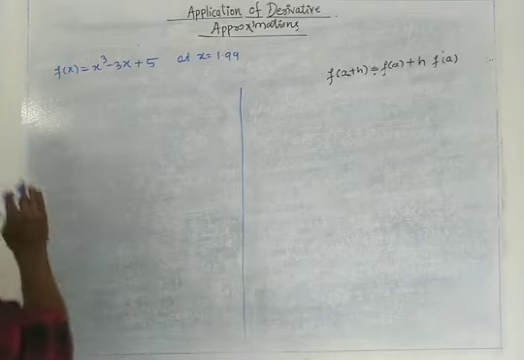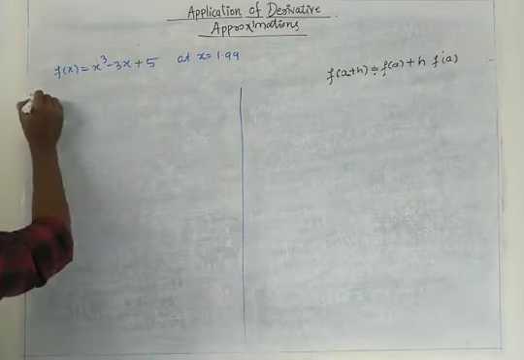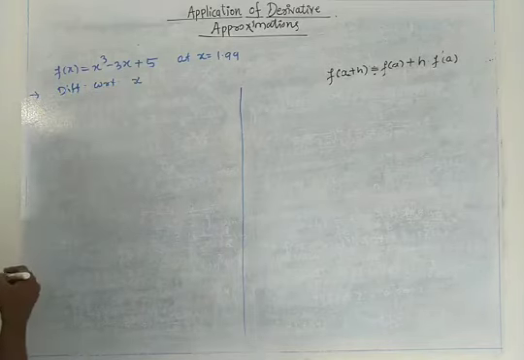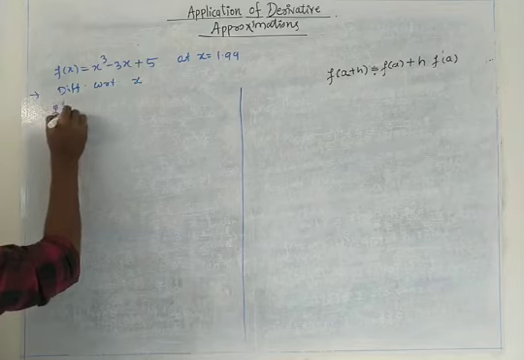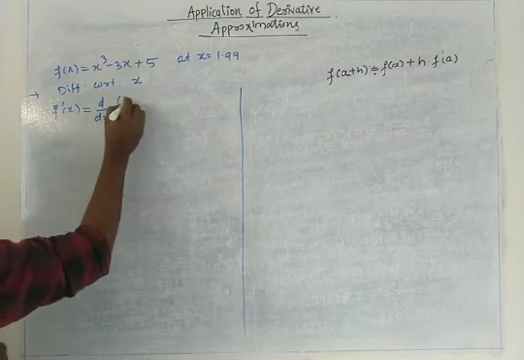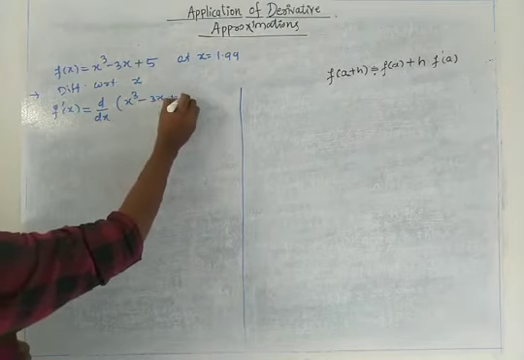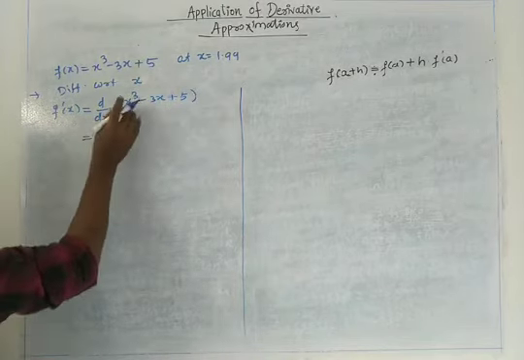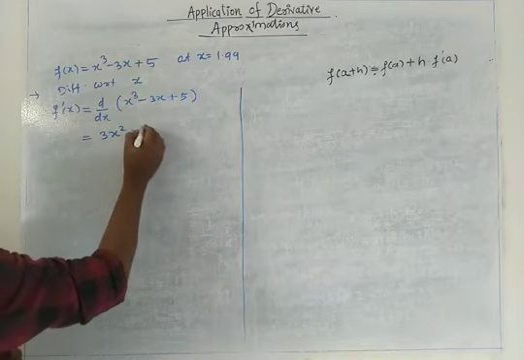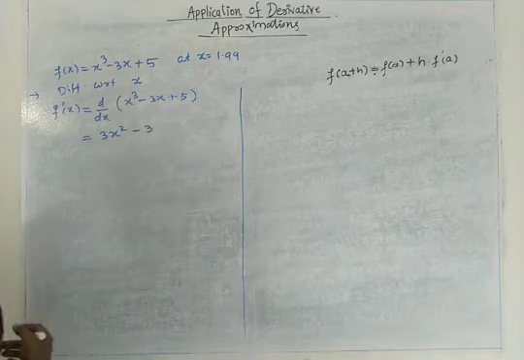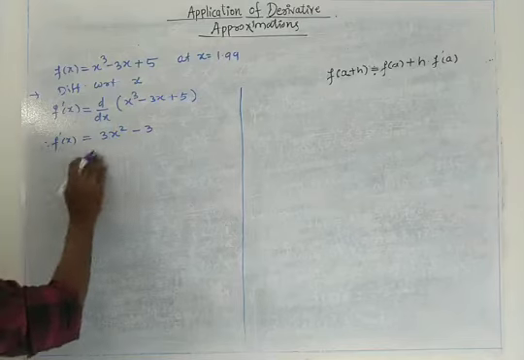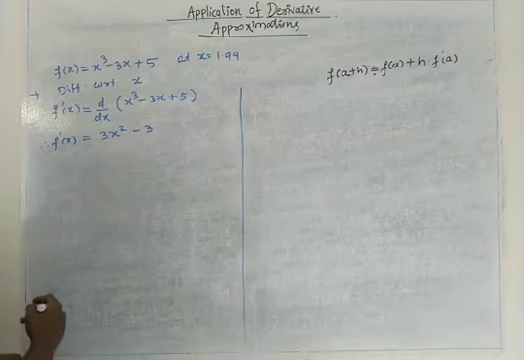So first, if the function is given, start by finding the derivative. So differentiate with respect to x. So we will get f dash of x is equal to d by dx of x cube minus 3x plus 5. Now the derivative of x cube, simple, is 3x square, minus the derivative of 3x, that is 3, and the derivative of plus 5 is 0. So the value of f dash of x is 3x square minus 3. Okay.